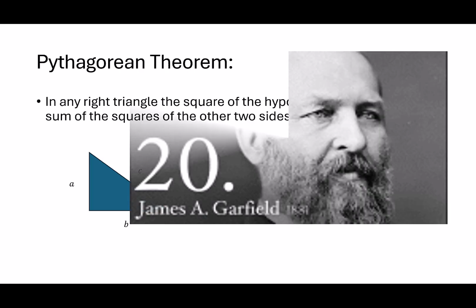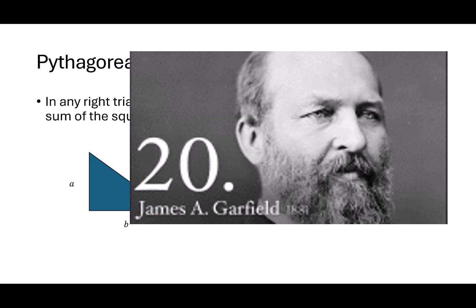What I'm going to show you in this video is a step-by-step explanation of how James Garfield proved the Pythagorean Theorem in 1876. There are other proofs of the Pythagorean Theorem, but this is the one I've always liked to use. So we'll start with a right triangle, and we're going to duplicate it.